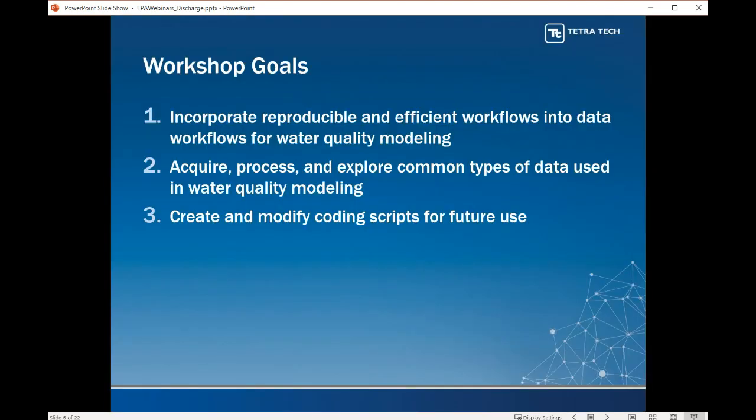The general goals of this webinar series are to first incorporate reproducible and efficient workflows into our data workflows for water quality modeling. As part of that, we will be acquiring, processing, and exploring common types of data that are used in water quality modeling. And perhaps most of all, we are going to be creating and modifying coding scripts for future use. So everything you'll see today, you'll actually be able to access and download and keep a copy for your future use, which can hopefully be applied for your specific context.